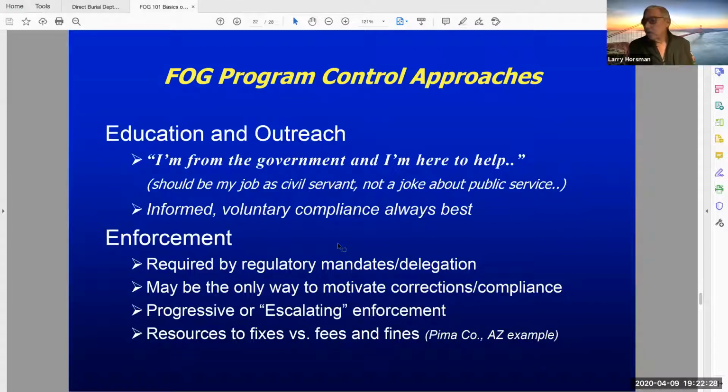So any questions on FOG? Oil, grease, what's the F? Fats. Fats, oils, and grease.